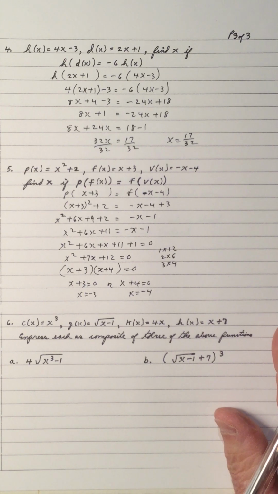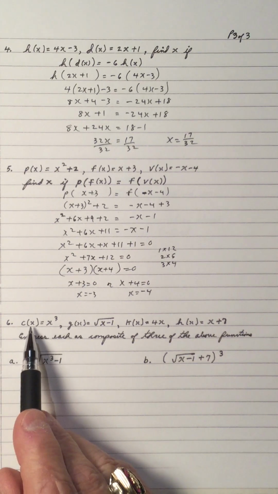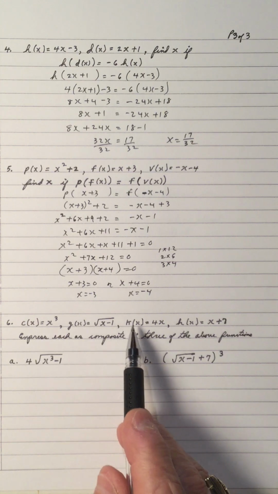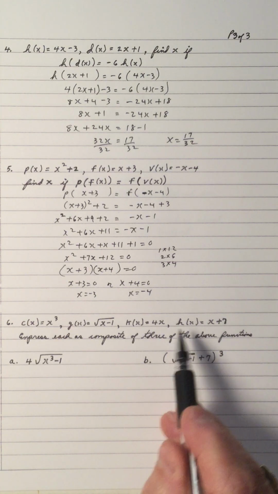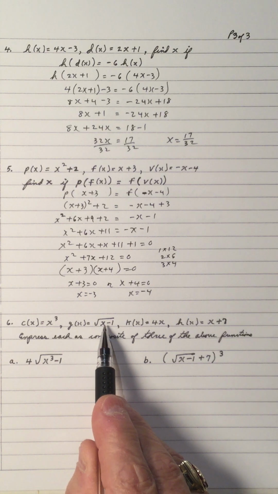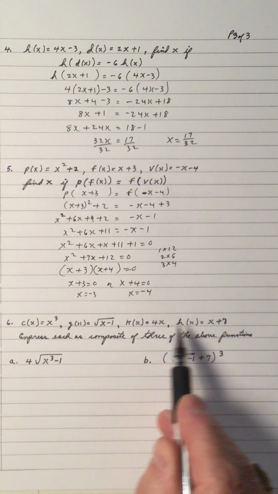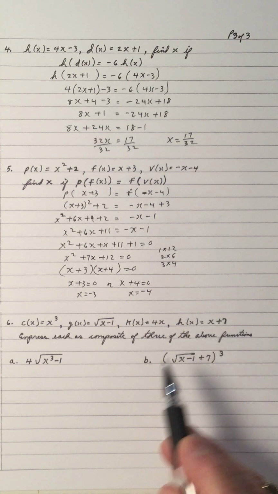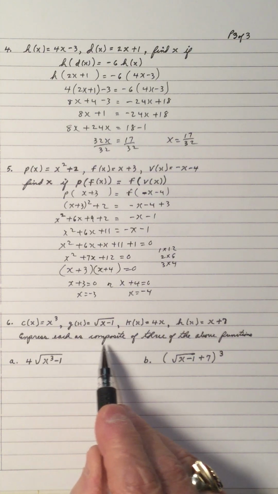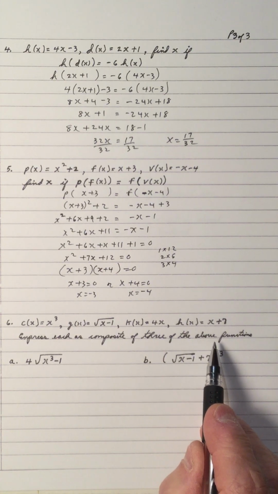And number 6, just a little different question. We have the c of x, the g of x, the k of x, and the h of x. Notice this is a cube, this is a root, this is a linear 4 times, and this is a linear plus 7. Express each as a composite of up to 3 of the above.